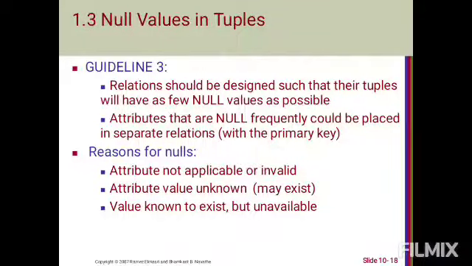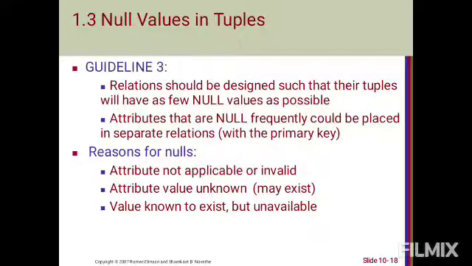Then sometimes the attribute values are unknown. The attribute value is not known, and in that case we put a null value in that place. Then there is the value known to exist but unavailable. That means sometimes we forget to type the value in that column. This may cause a null value. These are the 3 types of cases when null values arise.